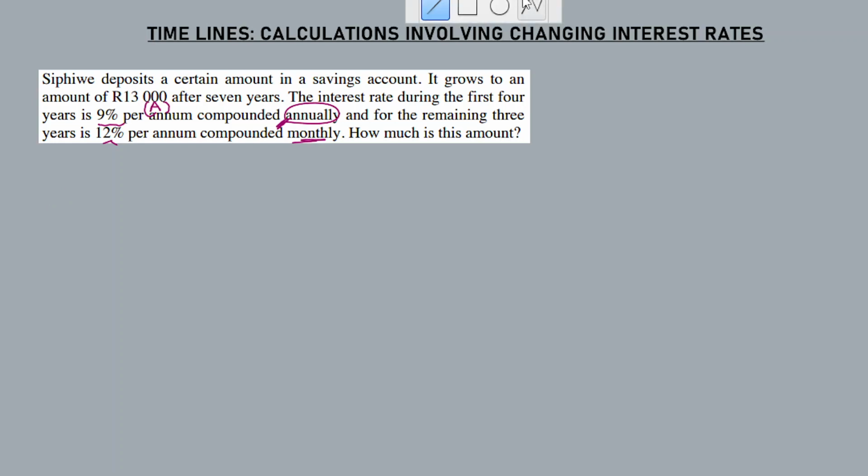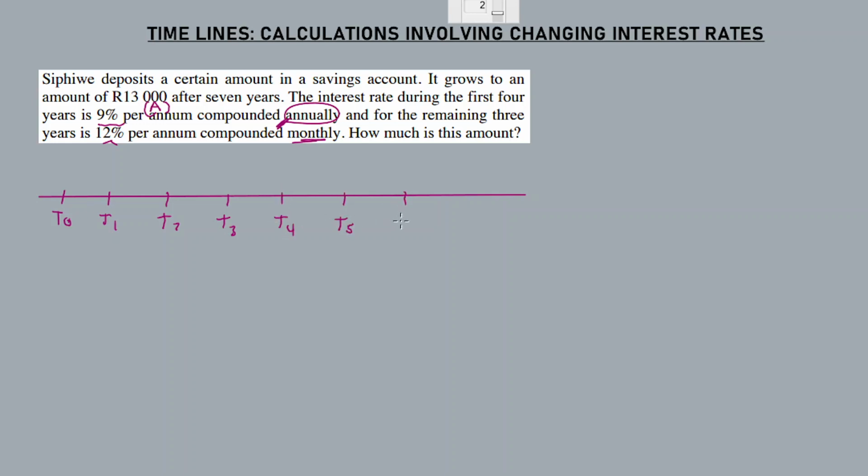Draw a timeline. So we say T0, T1, T2, T3, T4, T5, T6 and T7. So we are told that we have 13,000 after 7 years. Now we want to go back all the way to the present moment.